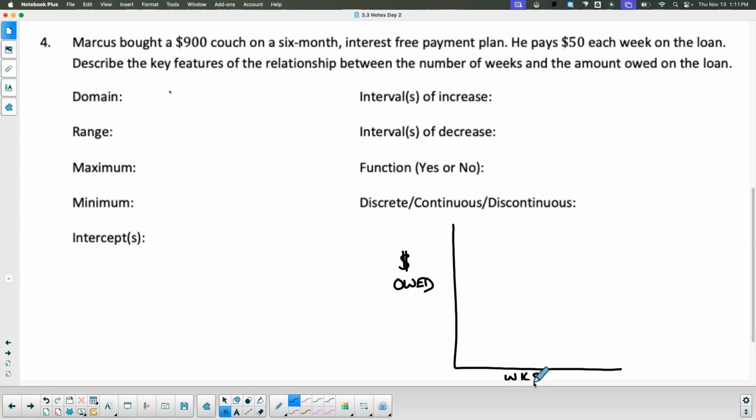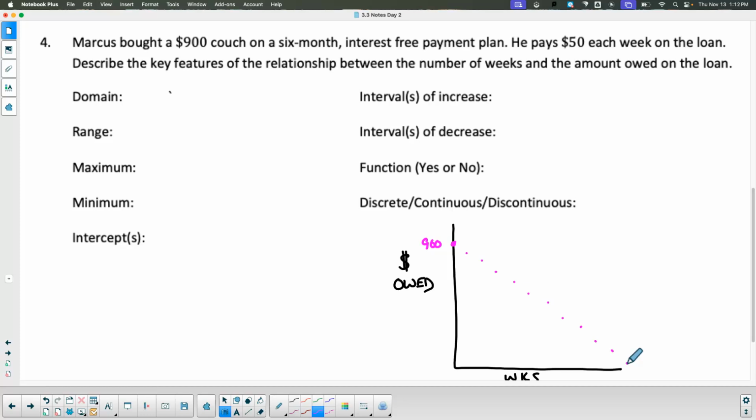So what's it going to start at? 900, right? Okay. So it's going to start at 900, and then it's going to decrease by how much every week? 50. Is it going to be continuous or is it just going to be dots? Dots, okay? So it's going to go down by 50 every week. Okay, so we got that in there now.